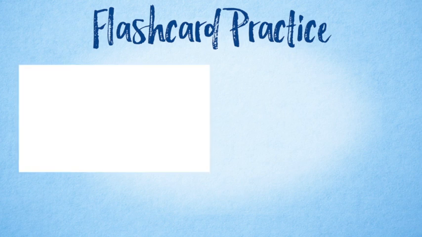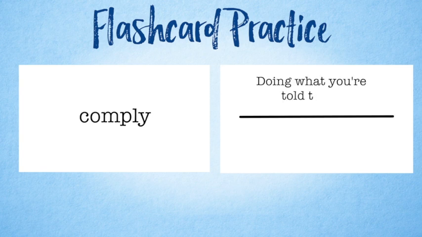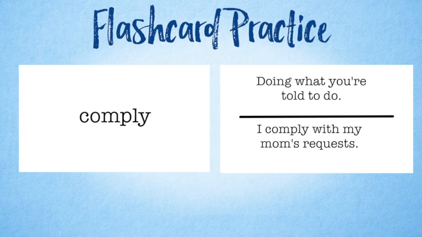Start by using a blank 3x5 card. On one side of the card, write the word. On the other side of the card, write a definition and a brief sentence using that word in context.